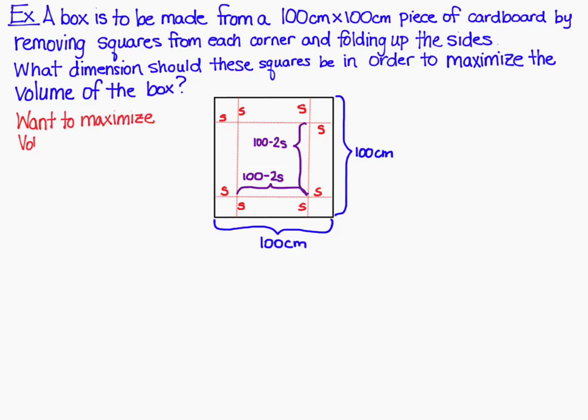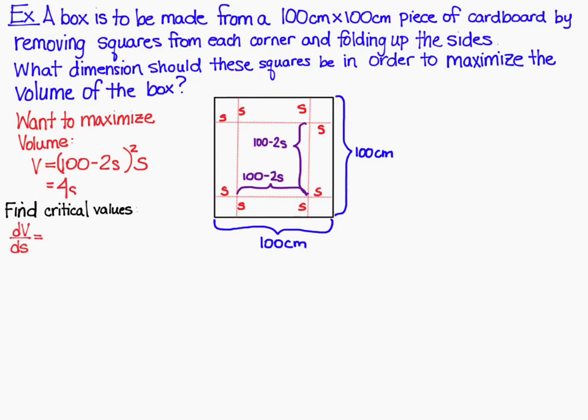So we want to maximize the volume of this box, which, notice, will be the area of the base, which is (100 minus 2s) squared, times the height, which will be s. This is our formula that we want to optimize, so the next step is to find the critical values. When we take the derivative of V with respect to s, we end up with 12s squared minus 800s plus 10,000.